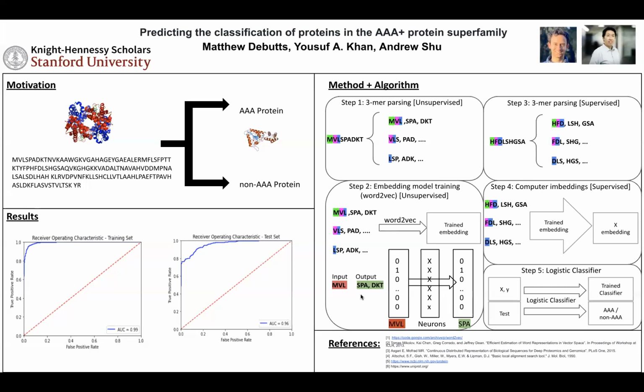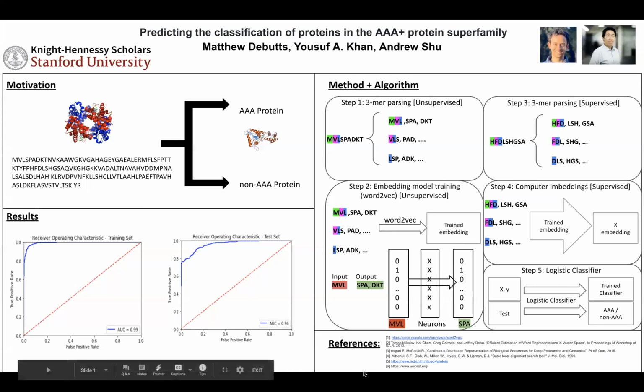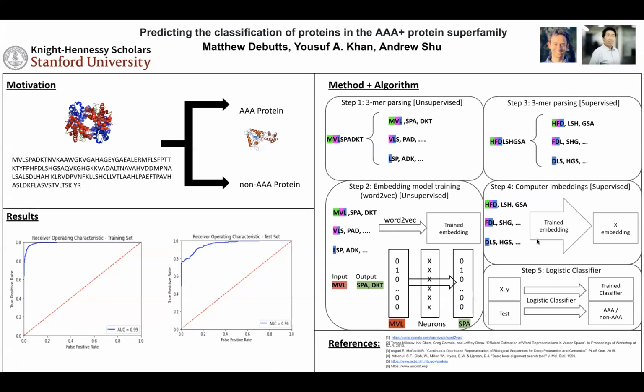Going forward in step 4, we take the training set that we would like to use in our logistic classifier, gain the embeddings for the input for the logistic classifier, place a positive for the AAA positives and a negative for the AAA negatives, send it into a regular logistic classifier to train that classifier, then finally take our protein of interest to pass through the classifier to get either a yes or no judgment on whether or not the protein of interest is or has the AAA features. I'll pass it on to Matt.